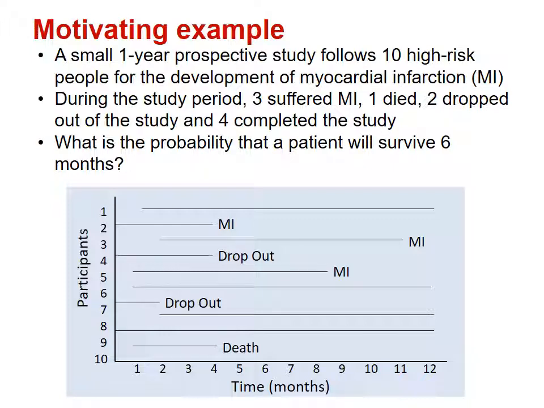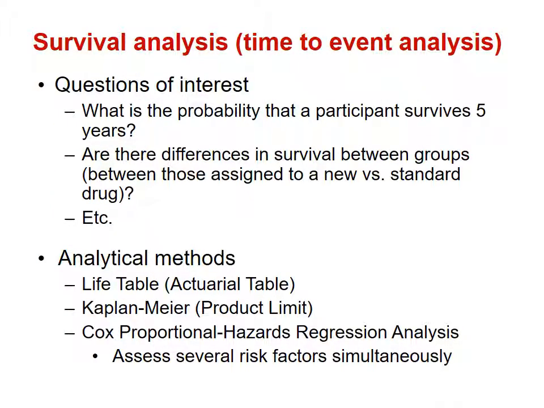Due to these differences in study participation, we cannot treat them as one cohort with the same follow-up time. Thus, we will use survival analysis. Survival analysis, also called time to event analysis, can answer questions such as what is the probability that a participant survives for a specific time, for example 5 years, or are there differences in survival between groups, for example between those assigned to a new treatment versus a standard treatment.